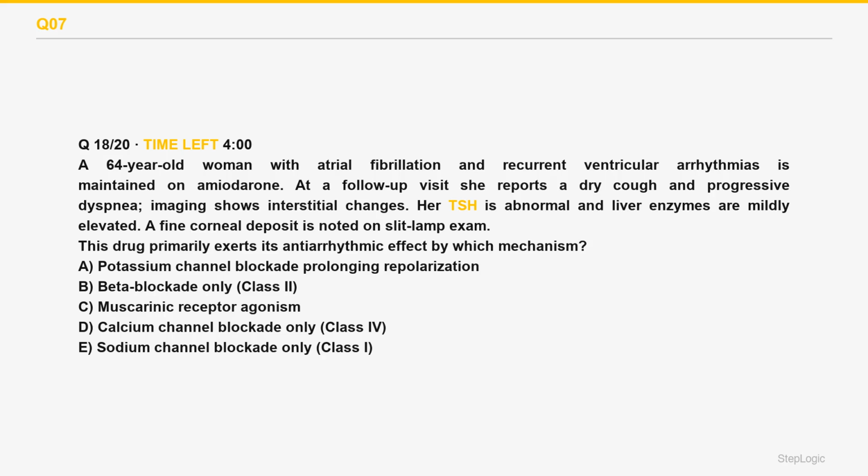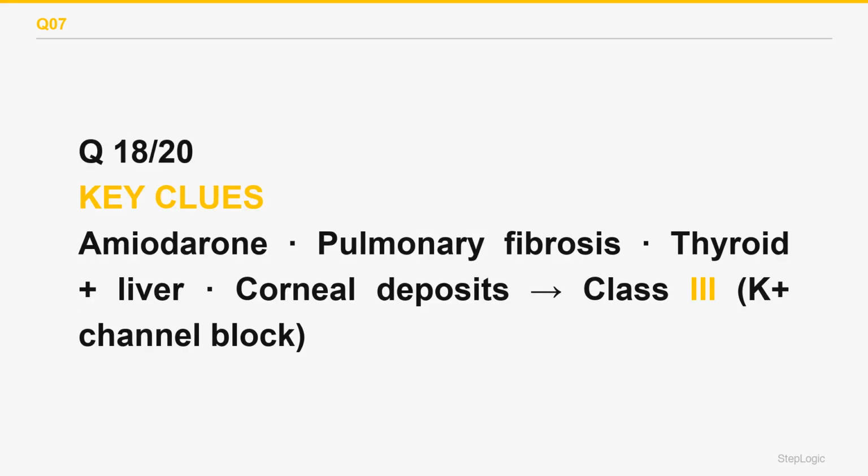Read the command: primary antiarrhythmic mechanism. Amiodarone with pulmonary, thyroid, hepatic, and corneal toxicity. A class 3 potassium channel blocker with multi-class activity. Amiodarone is primarily a class 3 antiarrhythmic. It blocks potassium channels, prolonging phase 3 repolarization and lengthening the action potential duration and the effective refractory period.